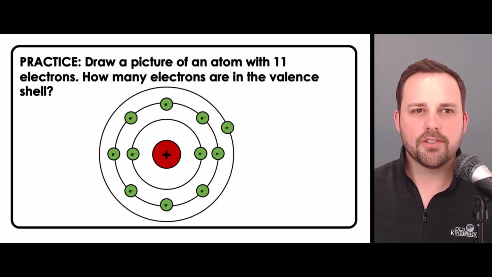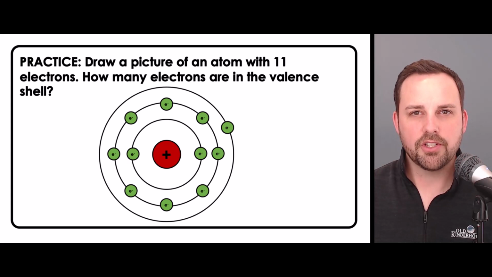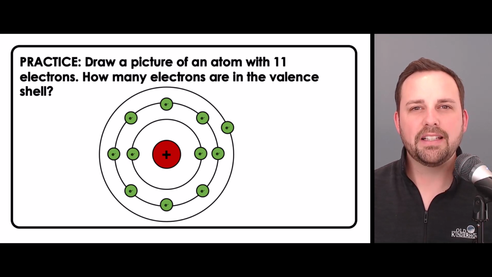The next part of this question is how many electrons are in the valence shell? As always, the outermost shell is the valence shell. In this atom, it's shell number 3. That's the valence shell, and it has just 1 electron.